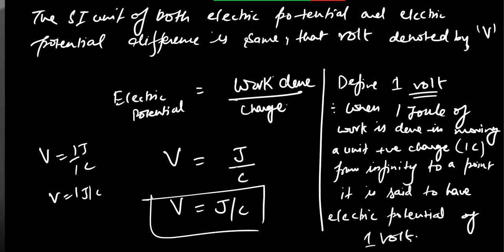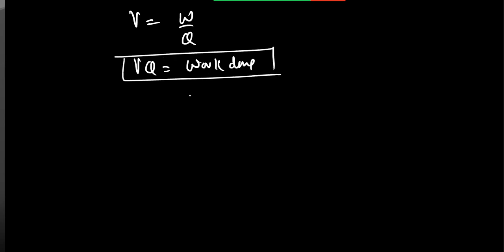Yes, sir. Okay. Now we have a relation that V is equal to W upon Q, work done upon charge. And we can write V into Q is equal to work done. And you know that Q is equal to N into E. So V into N into E is also equal to work done. Understood?